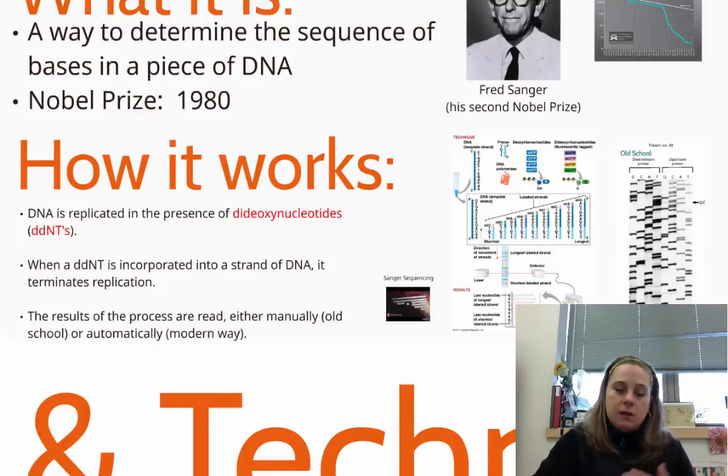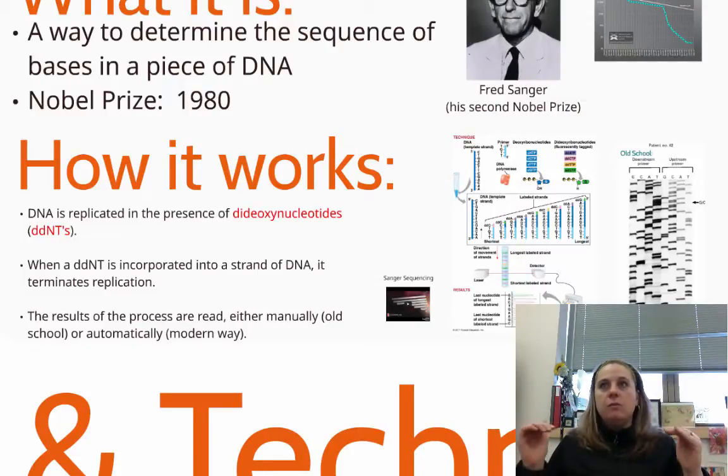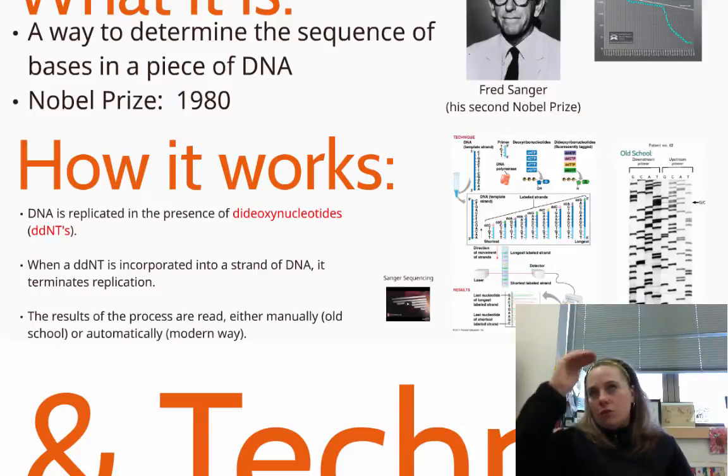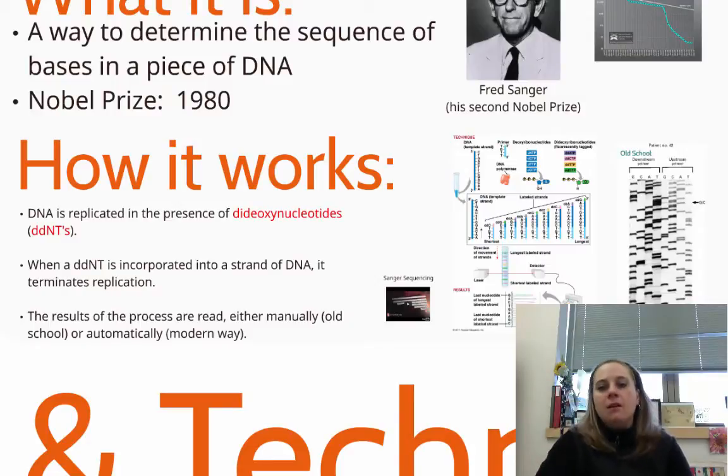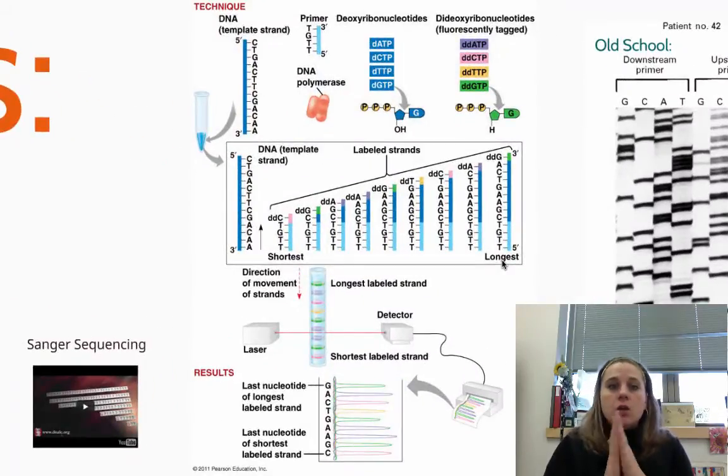So DNA gets replicated in the presence of dideoxynucleotides. Okay, so this is ddNTPs. When it's incorporated into a strand of DNA, it terminates replication. The results of the process are read either manually, you can do it old school like with a ruler, okay, or automatically, which runs it through. So old school, they would literally get these bands, okay, and each band would represent a different nucleotide, your A's, your T's, your G's, your C's, and you just go from top to bottom, which one comes first, or this, okay.